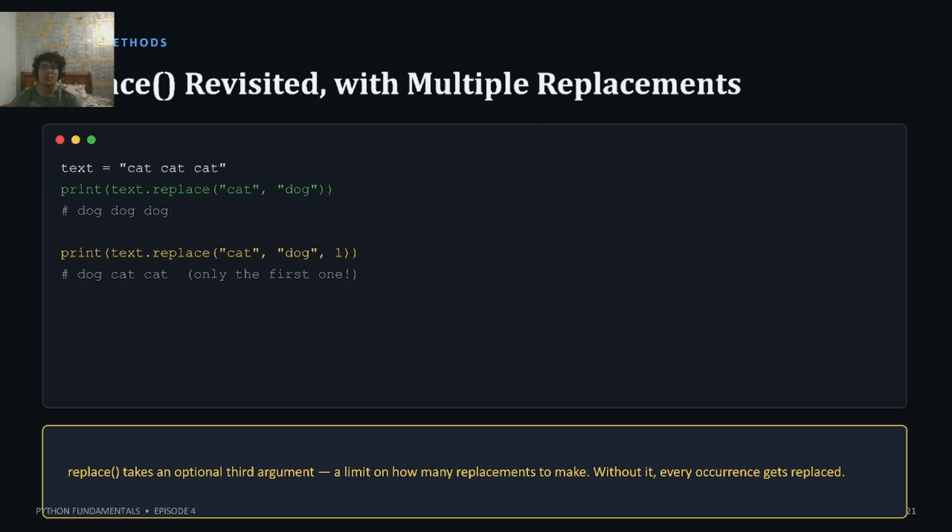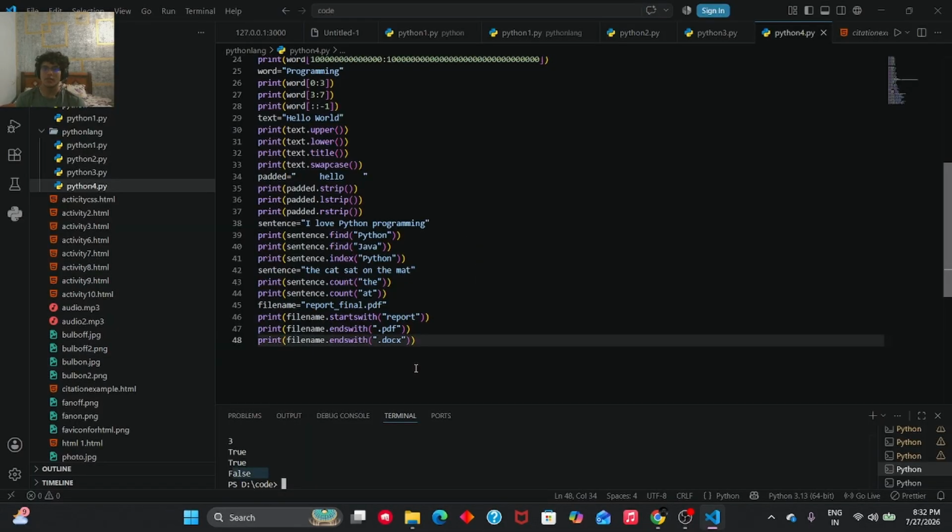The next one is replace, then replace revisited with multiple replacements. Let's check this out. See, replace takes an optional third argument, a limit on how many replacements to make. Without it, every occurrence gets replaced. So be careful about that. Let's check with an example.